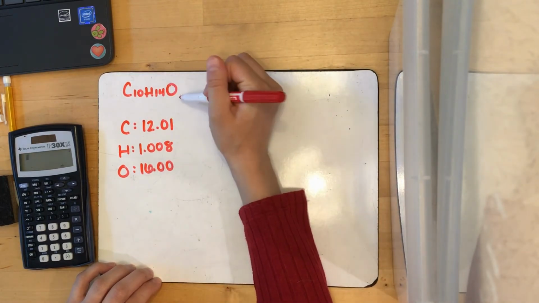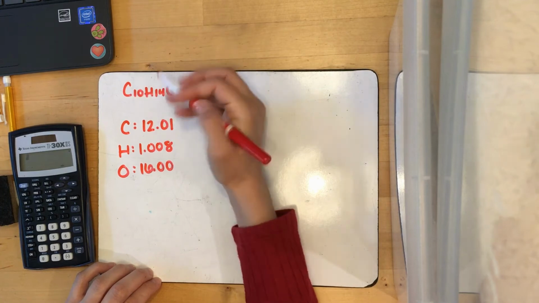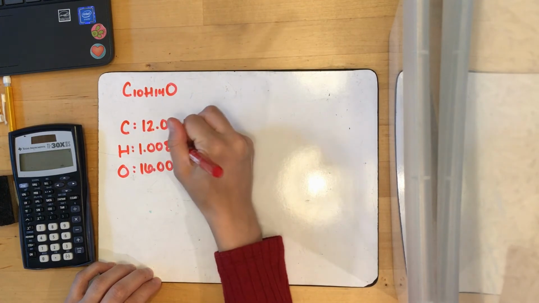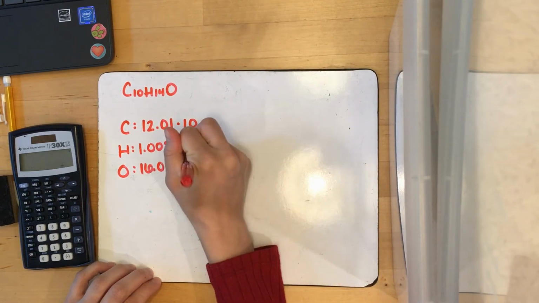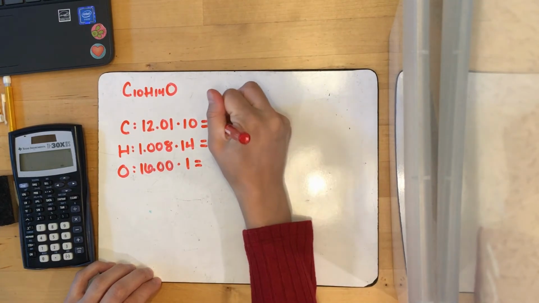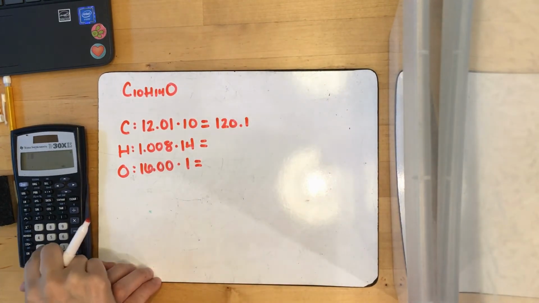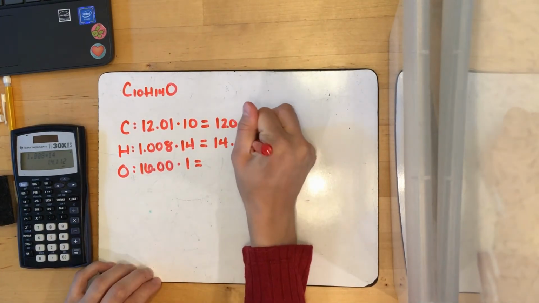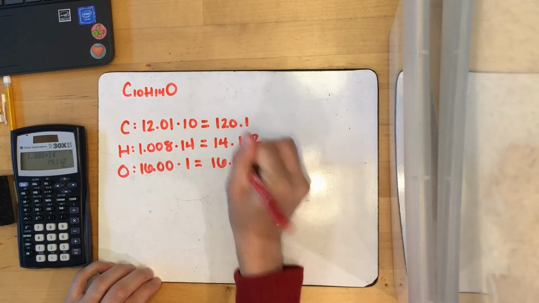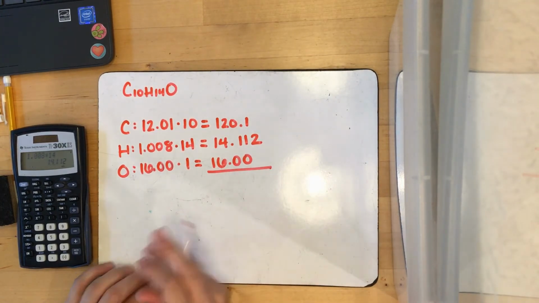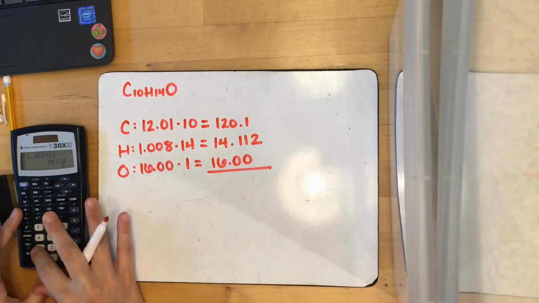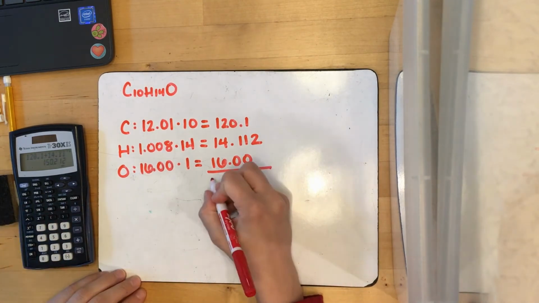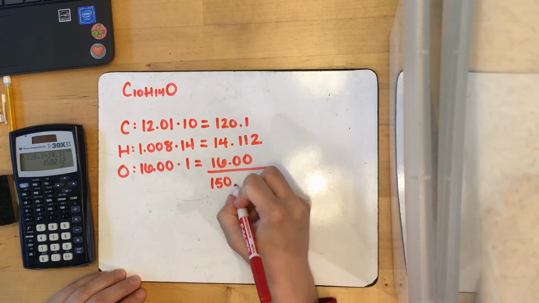Next, we're going to multiply them by their subscripts. So there's 10 carbons in this formula, there are 14 hydrogens, and there is 1 oxygen. So we multiply those out, and then we can add them up to get our total molar mass of this compound, which is 150.2.